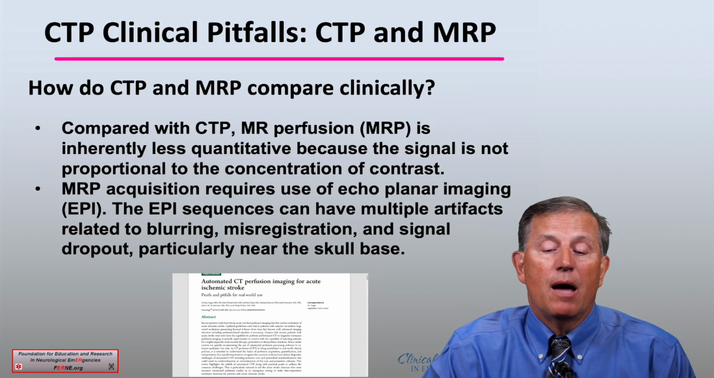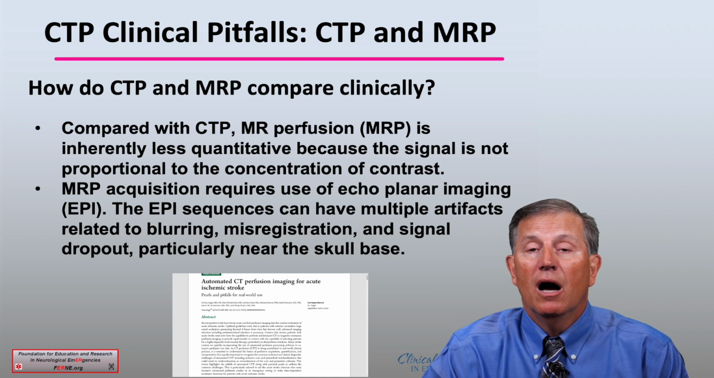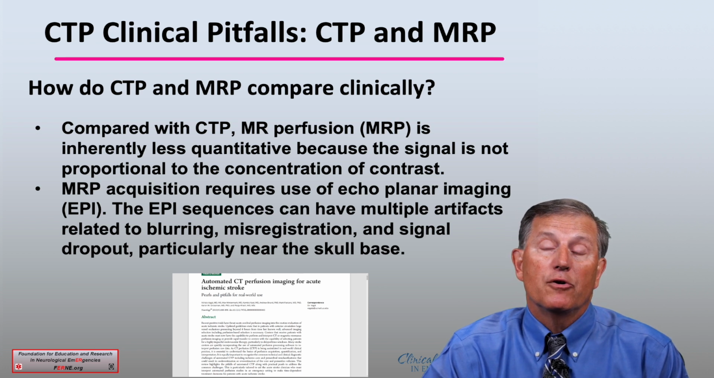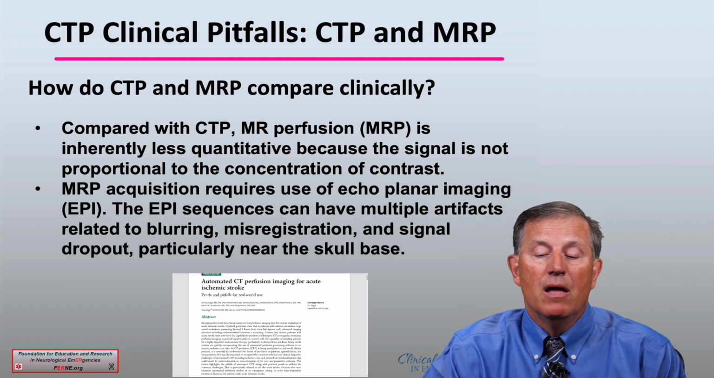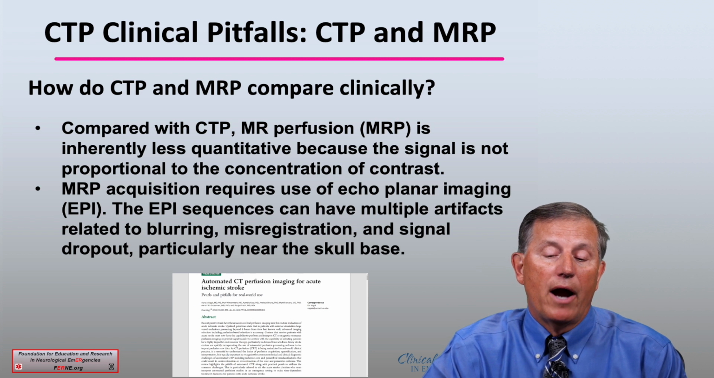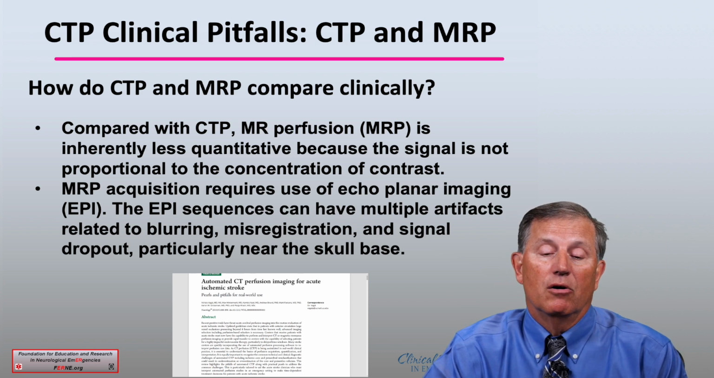So how do CTP and MRP compare clinically? Compared with CTP, MR perfusion is inherently less quantitative because the signal is not proportional to the concentration of contrast. In other words, there's no gadolinium contrast bolus that would allow you to come up with a numeric quantitation of the size of these infarcts and ischemic penumbra areas. And we know that MRP requires the use of echoplanar imaging, and it can have multiple artifacts because of blurring, misregistration, or signal dropout, especially near the skull base.